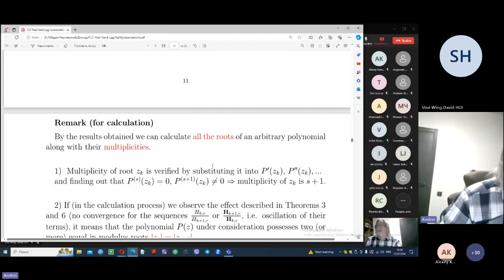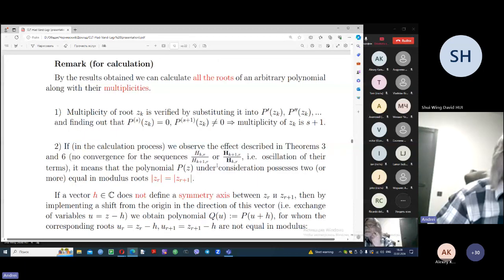So first of all, let us remark something. There is no problem in finding multiplicities. Once we find a certain root, we simply calculate the corresponding derivatives and calculate the multiplicity by means of zeroing the derivative. Okay, this is one observation. So multiplicities are automatically calculated in this way.